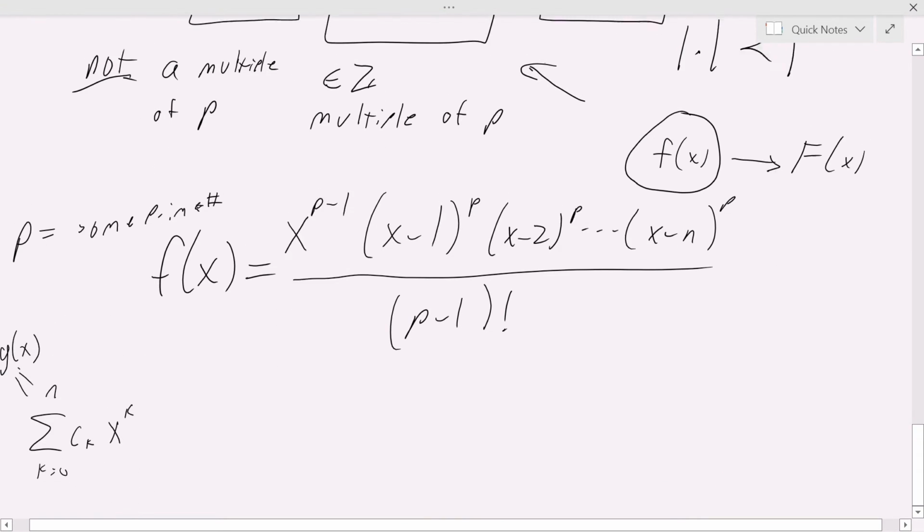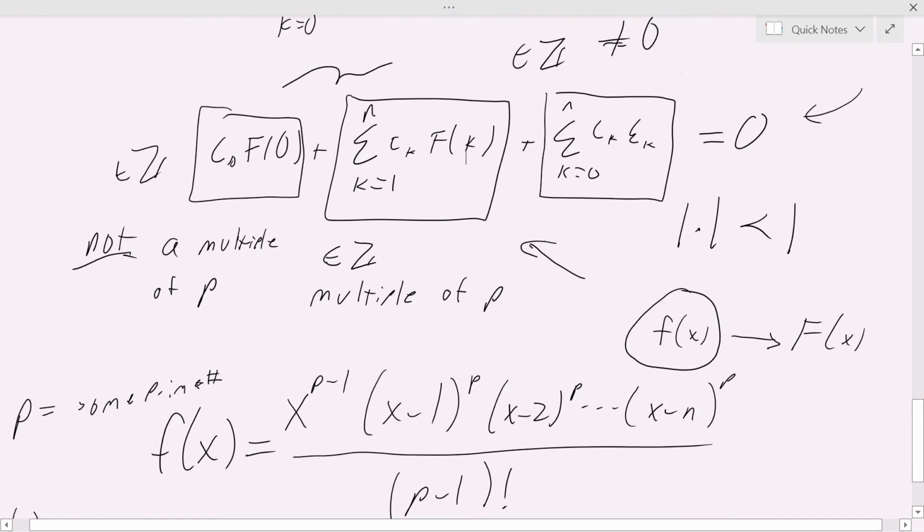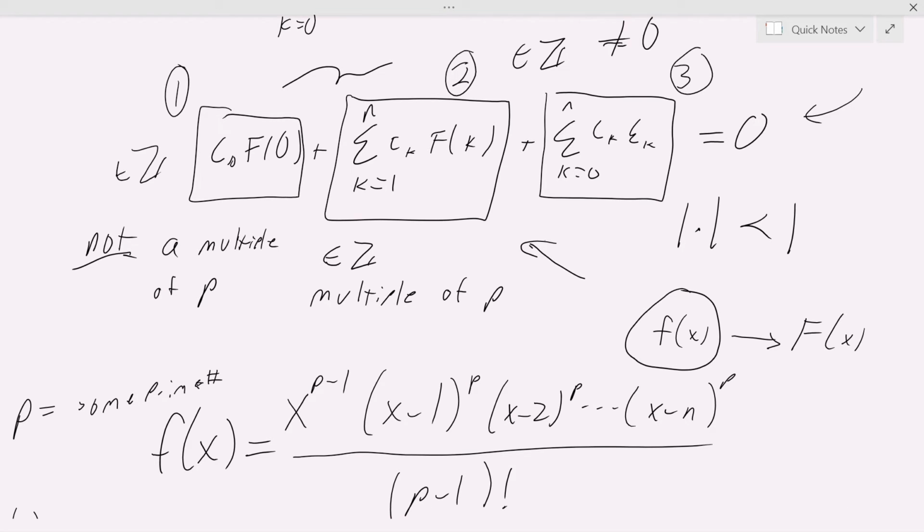And what are those properties? Well, it's what we've already mentioned up here. So let's just give them labels now so that we can concretely tackle them. This will be number 1. That's property 1, property 2, and property 3. Now what we mean by those labels is, for number 1, what we're going to be showing is that c0 f of 0 is not a multiple of p.